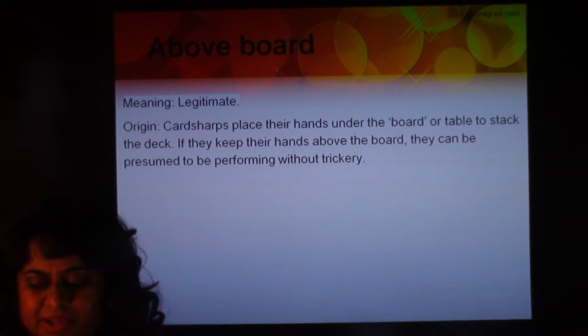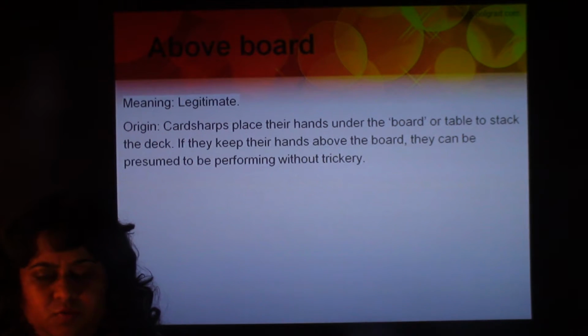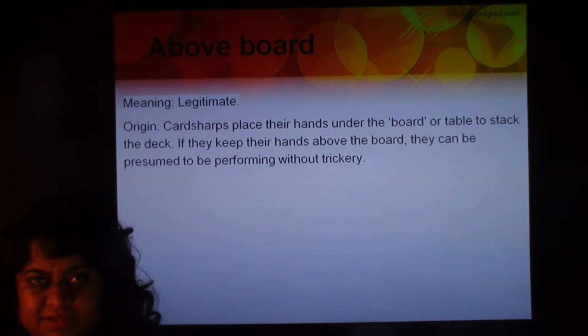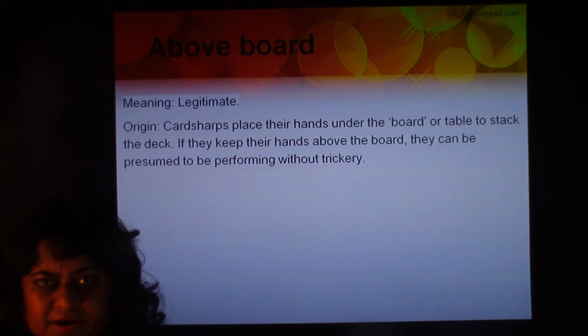Above board means legitimate. So in any situation you say, oh, the way they are dealing with the situation is above board, means it's legitimate. Meaning card sharps, they place their hands under the board or table to stack the deck. Meaning in a game you're playing with cards and somebody wants to stack the deck with a few good cards or something. They want to cheat, so they would do it like under the table, right, under the board.